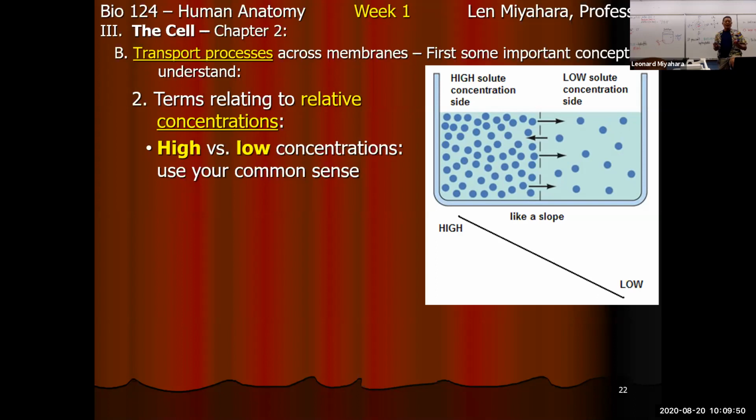Now we have to talk about relative concentrations. Here we have the high solute concentration side, and we have the low concentration side. When you have differences in concentrations of solute, again, the stuff in the water, this is called the concentration gradient. And gradient is like a slope, like it says right here. You've got high to low concentration. Everybody see that? Same root word as the Cuesta grade or the Harris grade. It is a slope.